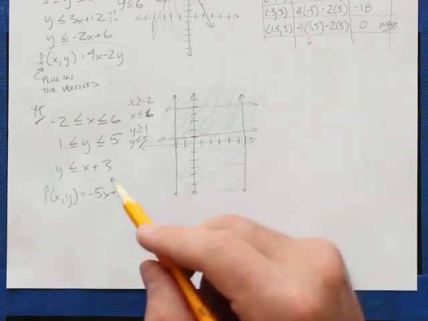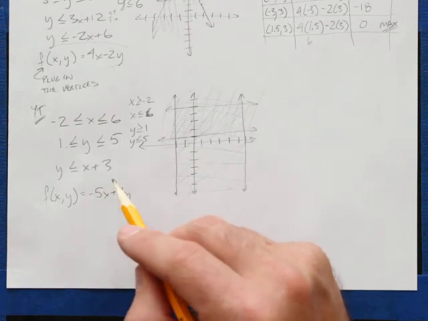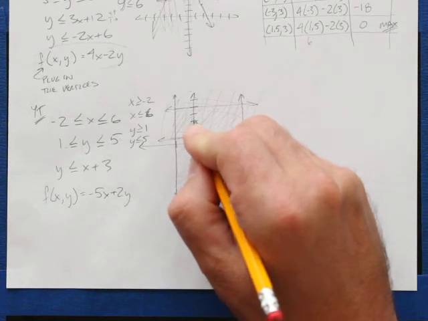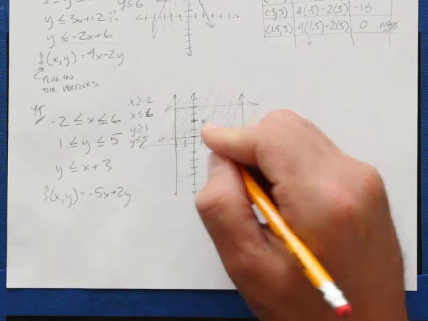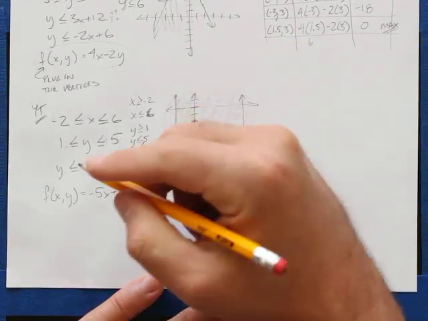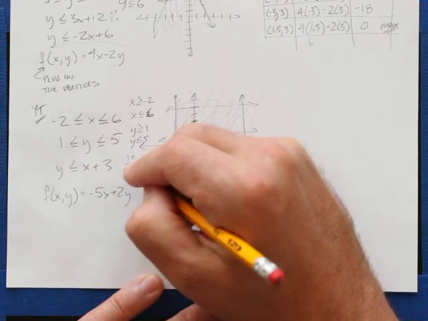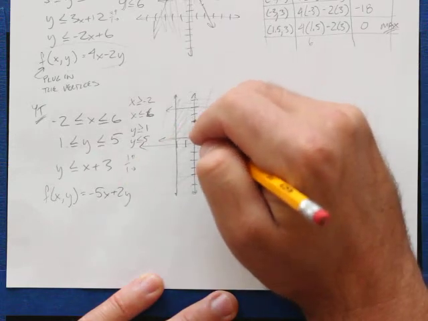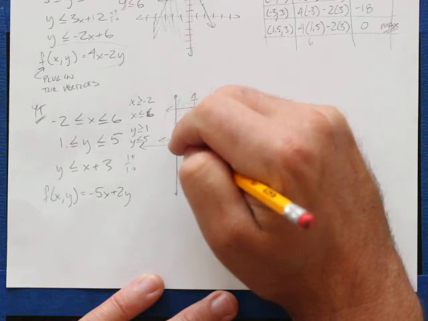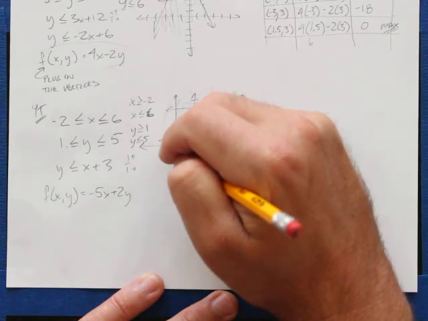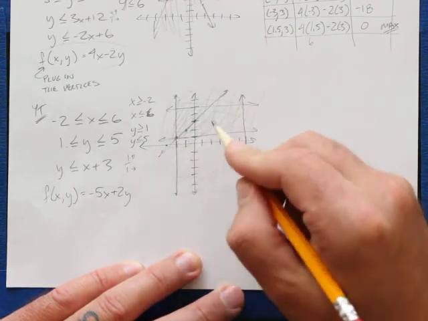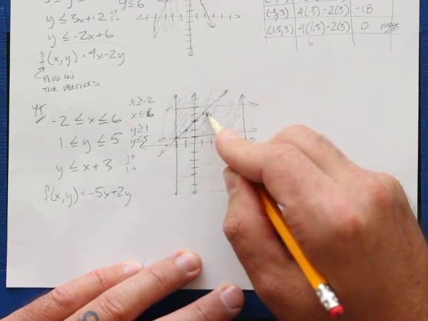Now I've got one more to do, x plus 3. So if I go up to 3, 1, 2, 3, there's my y-intercept. And then my slope is up 1 to the right 1, or down 1 to the left 1. Or over 1, up 1, over 1, up 1.